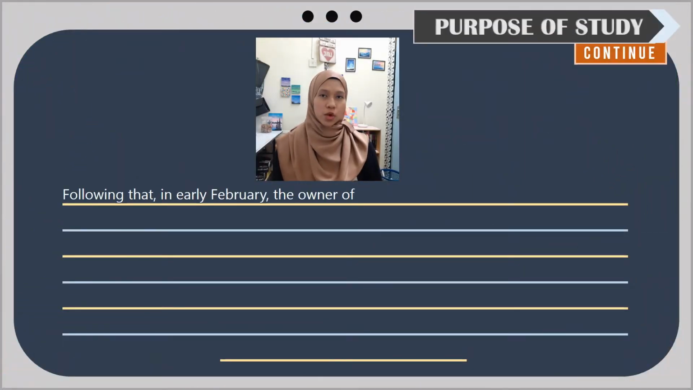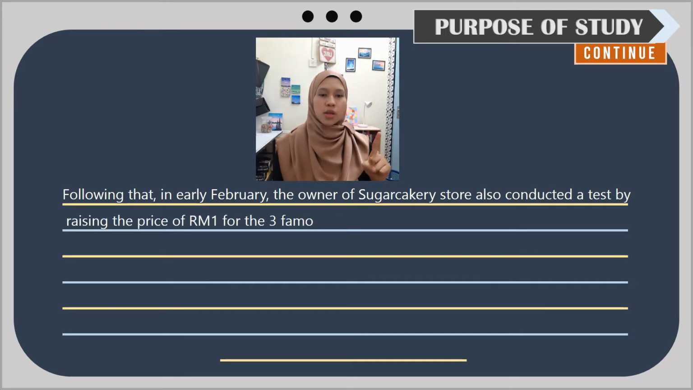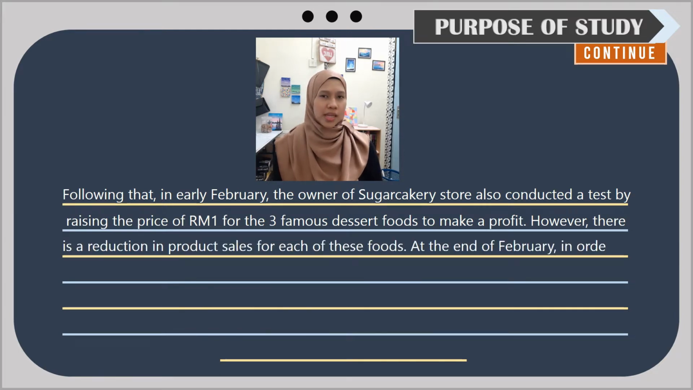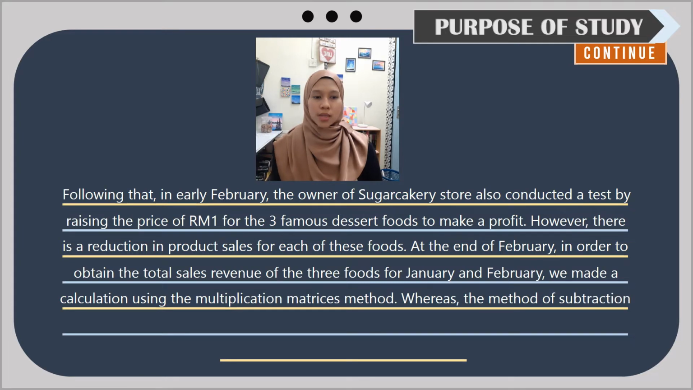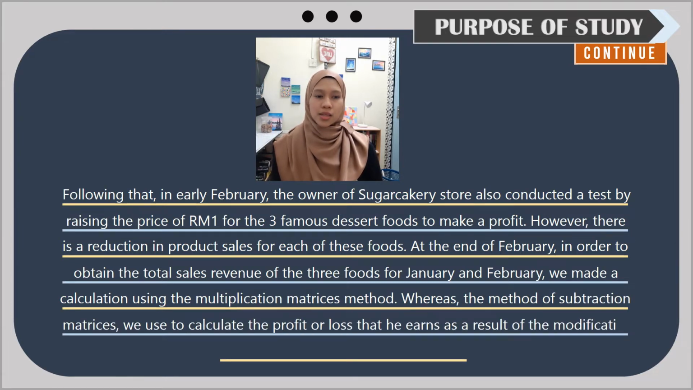Following that, in early February, the owner of the sugar bakery store also conducted a test by raising the price of the three famous desserts by 1 ringgit to make a profit. However, there is a reduction in product sales for each of these foods. At the end of February, in order to obtain the total sales revenue of the three foods for January and February, we made a calculation using the matrix multiplication method. Whereas the matrix subtraction method, we use to calculate the profit or loss that he earns as the result of the price increase and the reduction in sales.